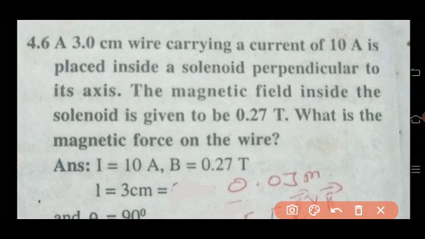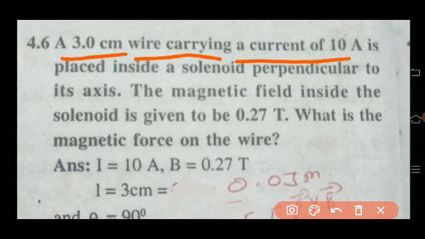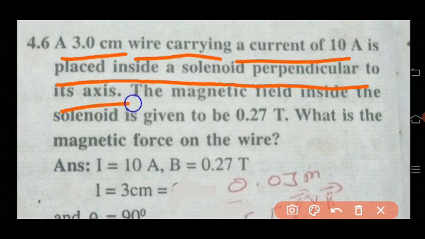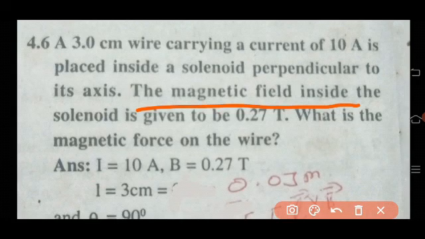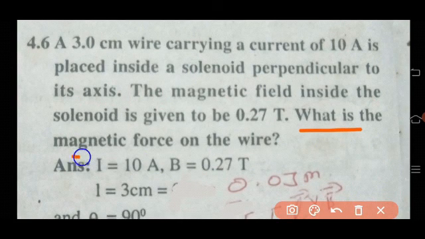Consider question number 4.6. A 3.0 centimeter wire carrying a current of 10 amps is placed inside the solenoid perpendicular to its axis. The magnetic field inside the solenoid is given by 0.27 Tesla. What is the magnetic force on the wire?